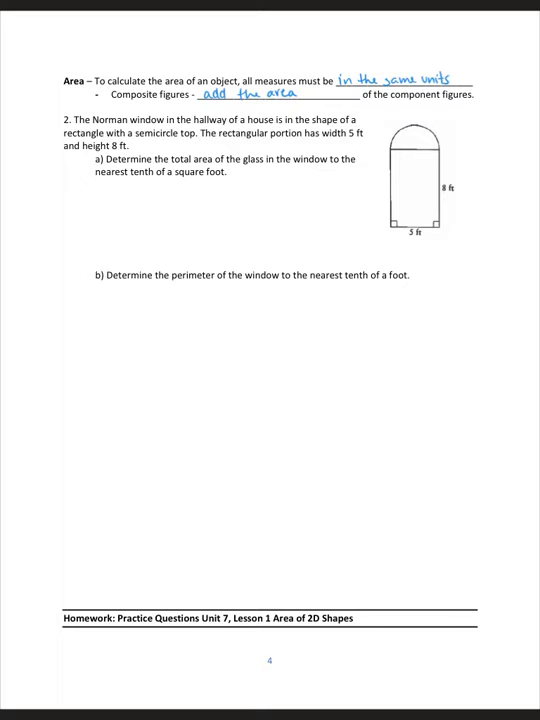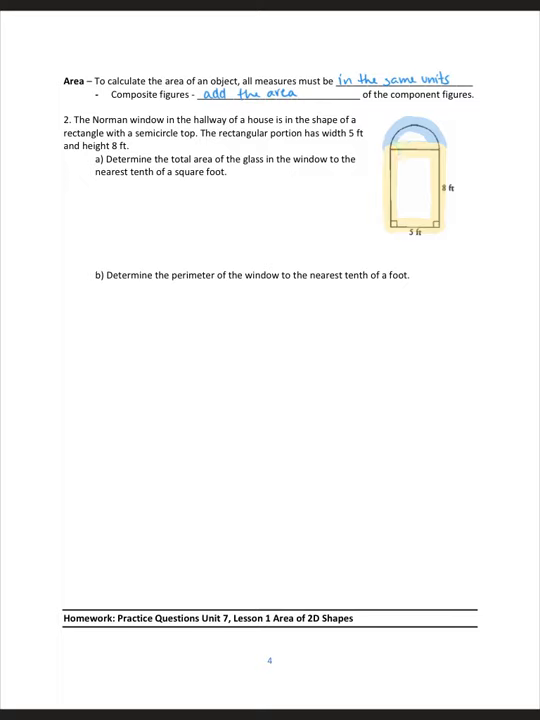So the Norman window in the hallway of a house is in the shape of a rectangle with a semicircle on top. The rectangular portion has width 5 feet and height 8 feet. It says determine the total area of the glass in the window to the nearest tenth of a square foot. So we have 2 shapes here we're dealing with. We're going to deal with this semicircle, right? We've got to find the area of that. And then we also have to find the area of this rectangle.